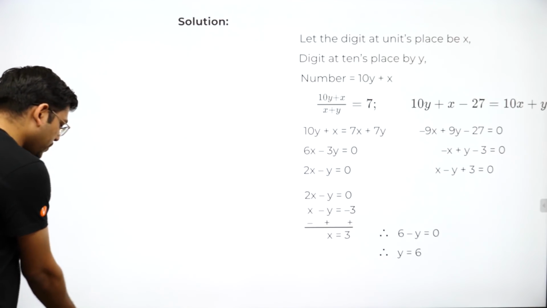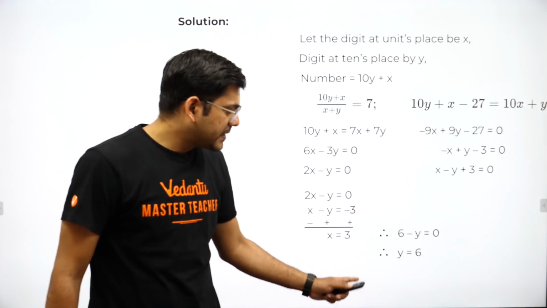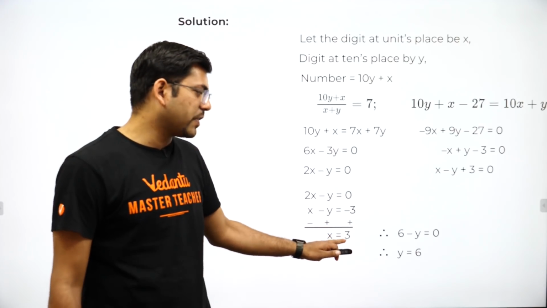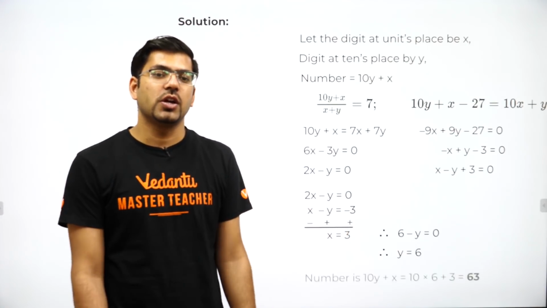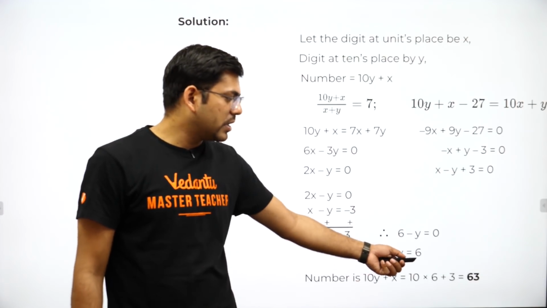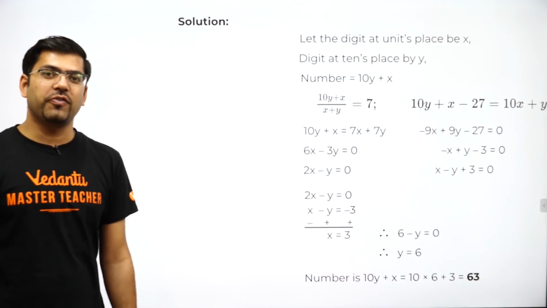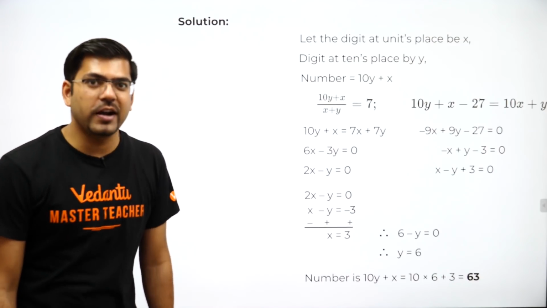So by this method you can get your final number. Remember that you have assumed this as your tens place and this as ones place. So 6 into 10 plus 3, the number would be 63. So the final number I have written here would be nothing but 63, and that you had to find. Always write the concluding statement. That is an important thing.